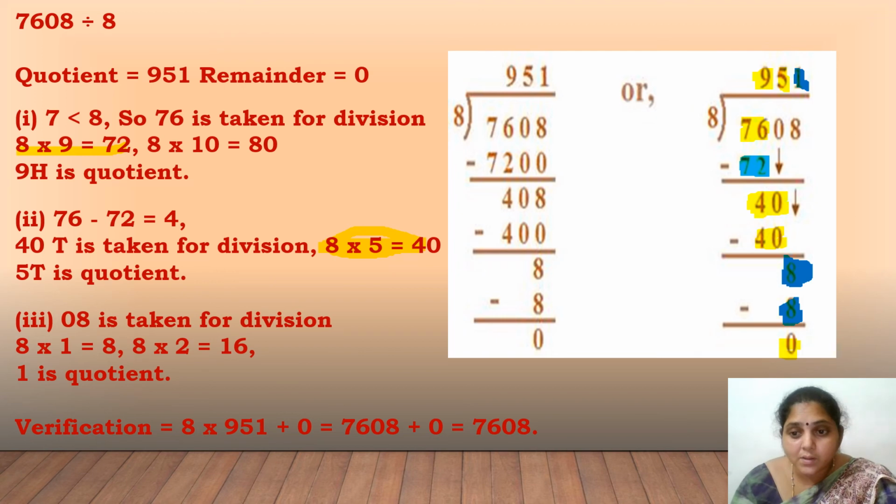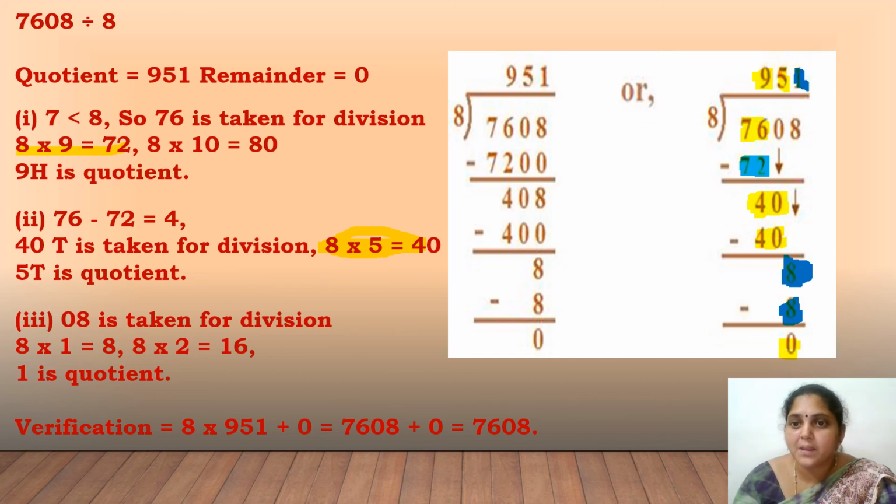Now, how are you going to verify this? You have done your division. Now you have to check whether the division you have done is right or wrong. For that, how are you going to check? There is a simple formula. You have to multiply the quotient by the divisor. What is your total answer here? 951, right? 951 is your answer.